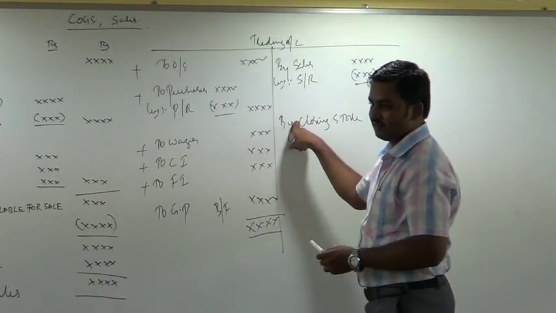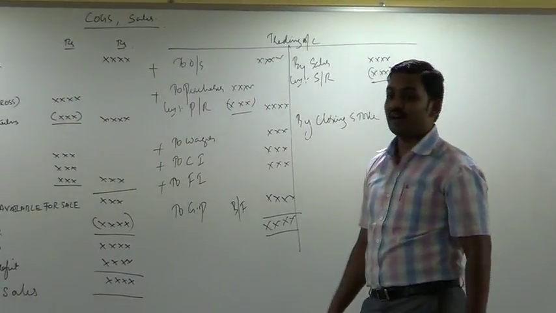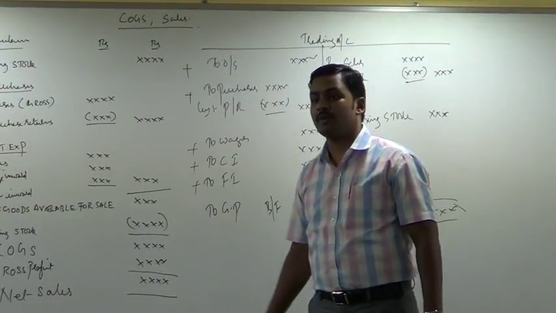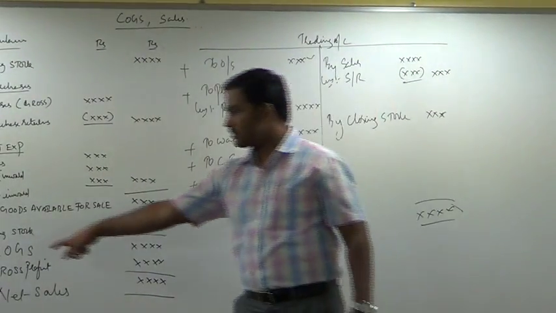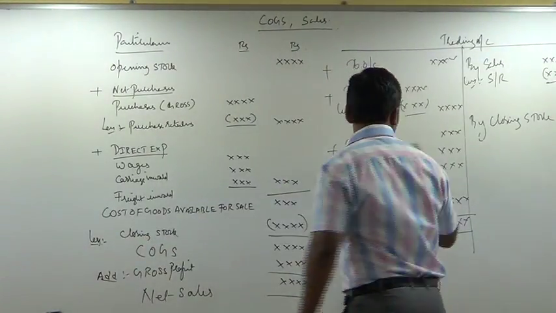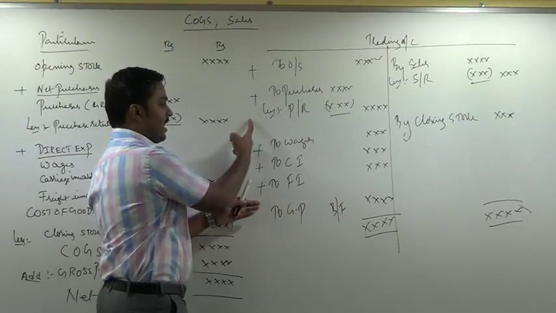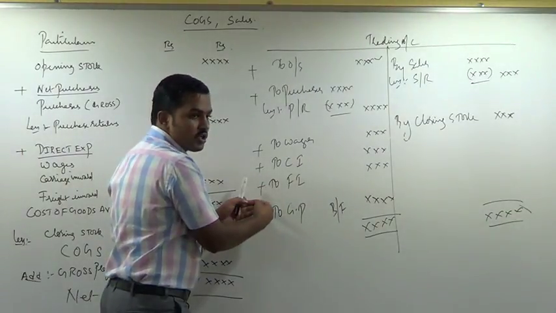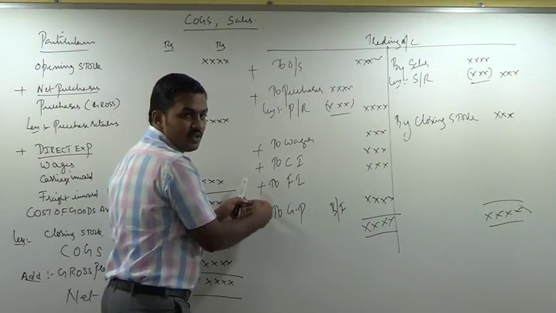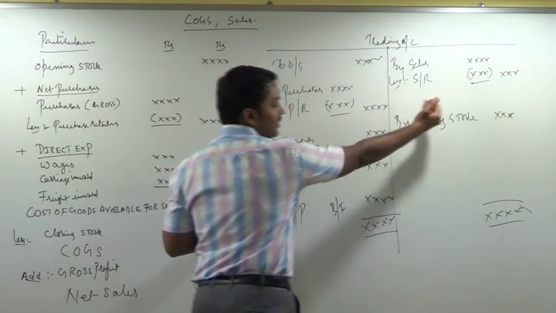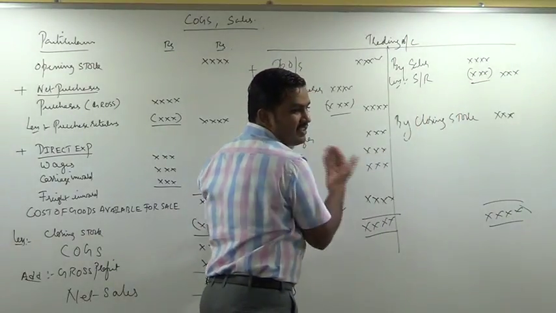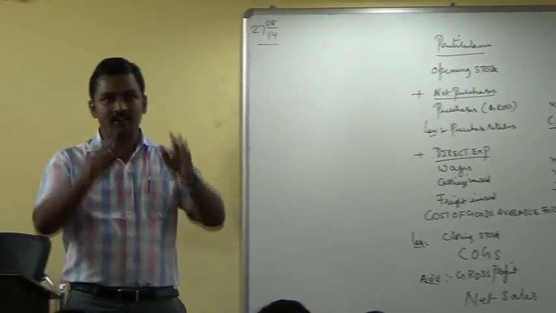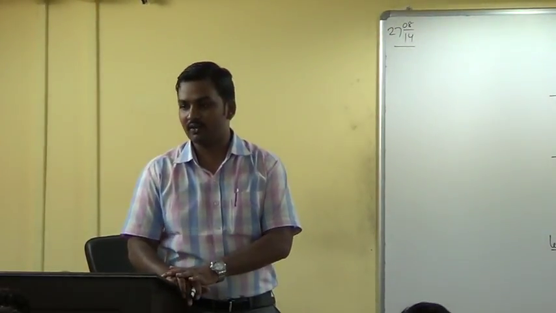Now, if I put a hook here to closing stock and pull it to the debit side, what will happen? It will change its sign, because it should appear on the credit side. If you pull it to the debit side, it will change its sign and show minus. That is why I am showing closing stock here in minus. If I pull closing stock to this side, opening stock, add purchases, add direct expenses, I will get cost of goods available for sale. Less closing stock, I will get cost of goods sold. Cost of goods sold is shown on the debit side of the trading account. Sales is shown on the credit side of the trading account. Difference between sales and cost of goods sold is gross profit. So we are doing the same thing, but instead of preparing it in T format, we are preparing it in vertical format. Is it clear?